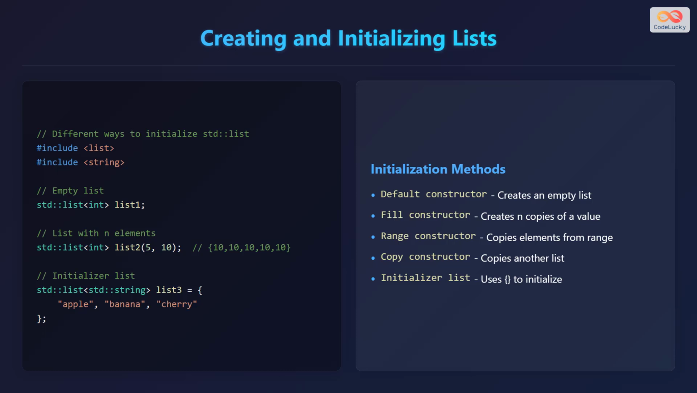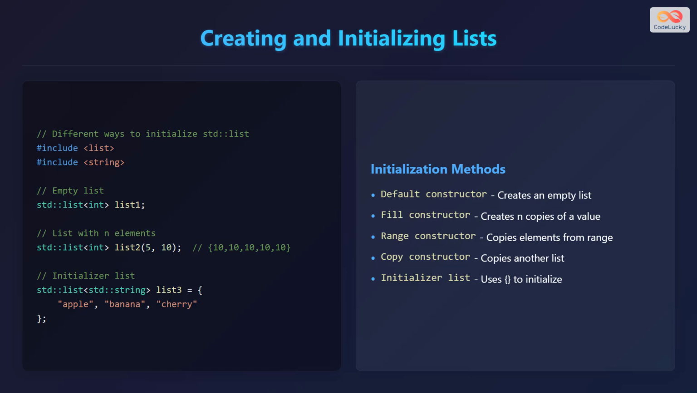Finally, we can use an initializer list to directly specify the elements of the list: std::list of strings named list3, initialized with the values apple, banana, and cherry. Here are some of the initialization methods available. The default constructor creates an empty list.